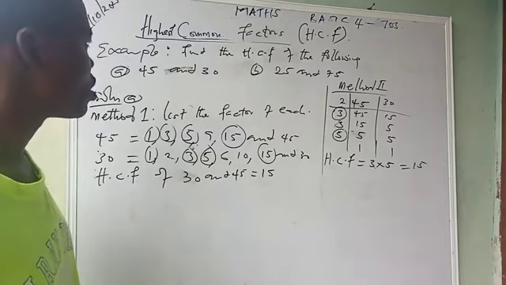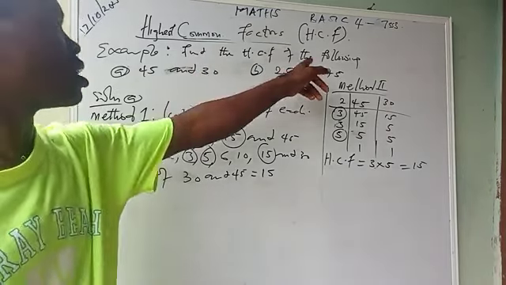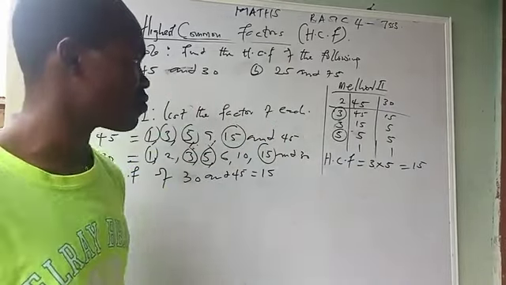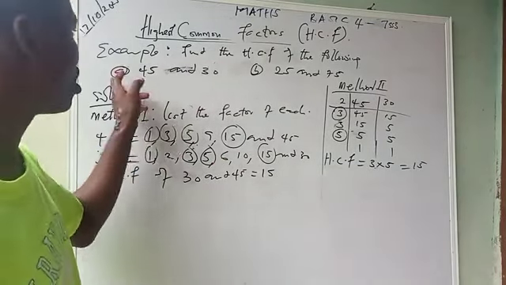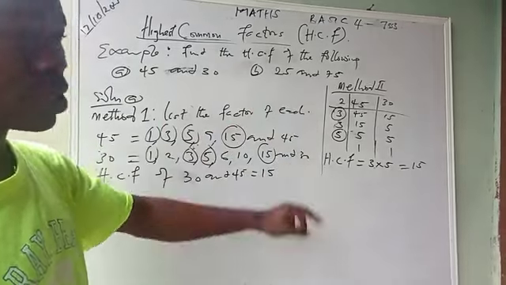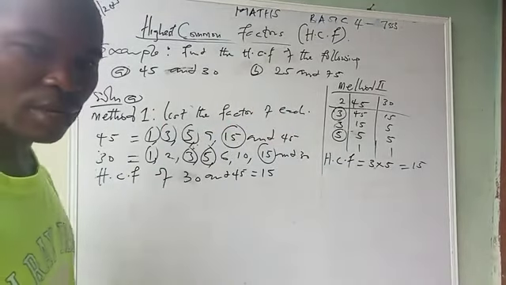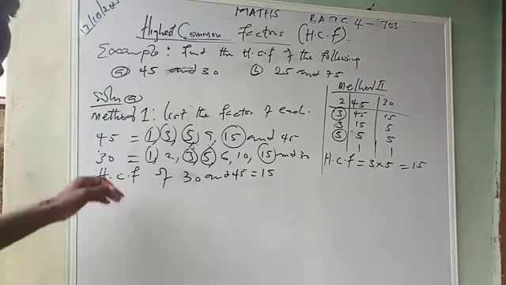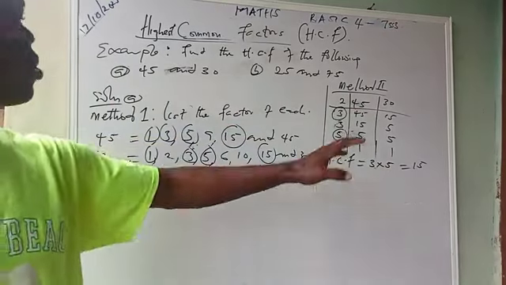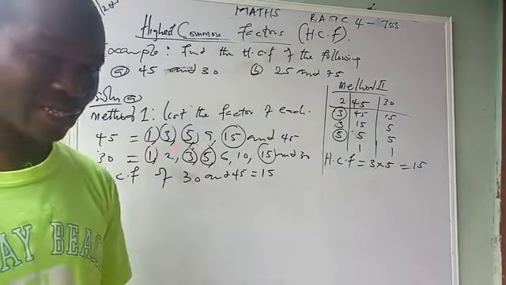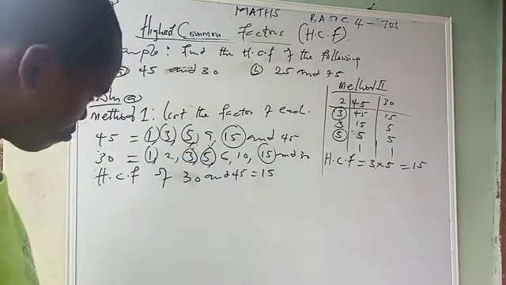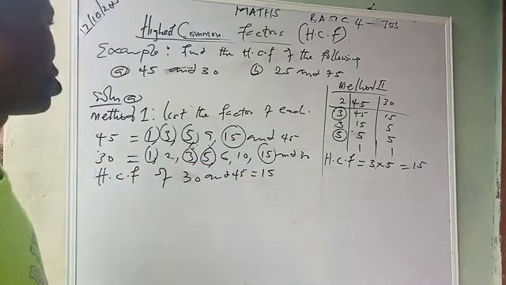Okay, today's example: find the highest common factors of the following: A, 45 and 30; B, 25 and 75. I'm going to do A, and you do B in your leisure time. I'm using two methods for you. Pick any one you like. You understand now? Method 1: list the factors of each.